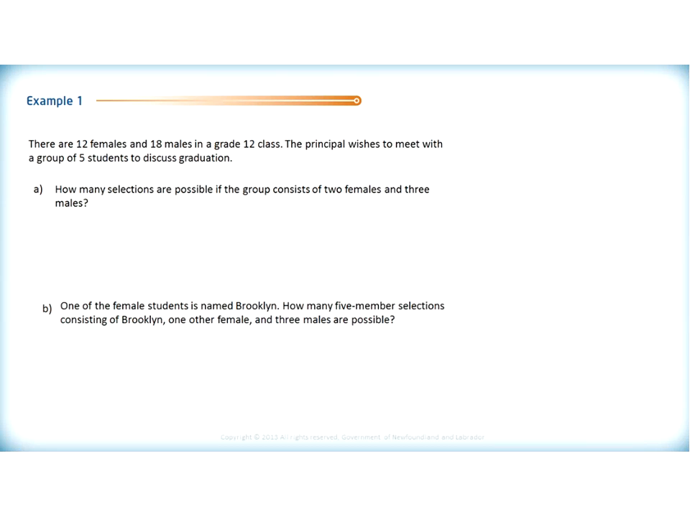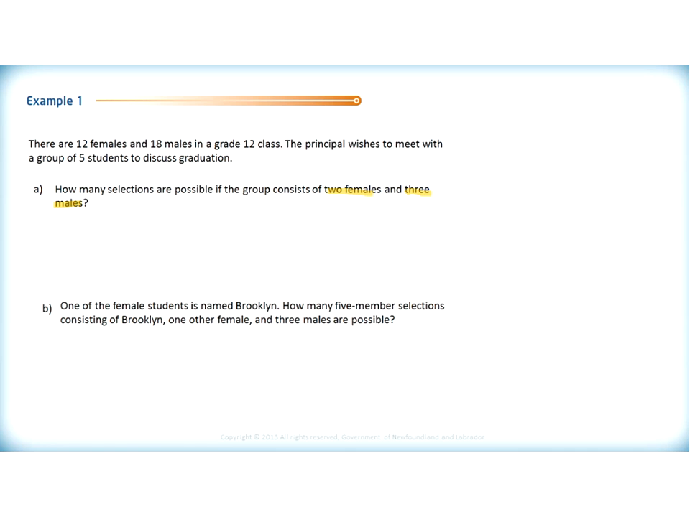Example 1. There are 12 females and 18 males in a grade 12 class. The principal wishes to meet with a group of 5 students to discuss graduation. How many selections are possible if the group consists of 2 females and 3 males? So there's a specific selection here now. He has to have 2 females and 3 males in the group.